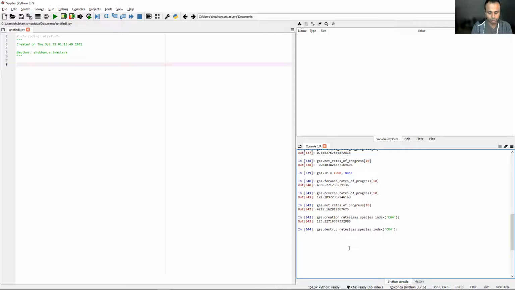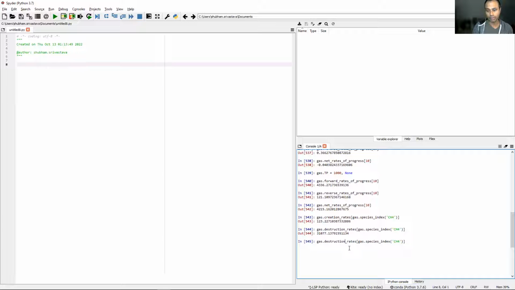Sorry, destruction. Sorry, I blanked out for a second. And again, I think I mistakenly said for this reaction, sorry, these creation and destruction rates are for the entire series of reactions that are present in this reaction mechanism of GRI 3.2. So the destruction would be this much. And there is also a difference between them, which is net production rates.